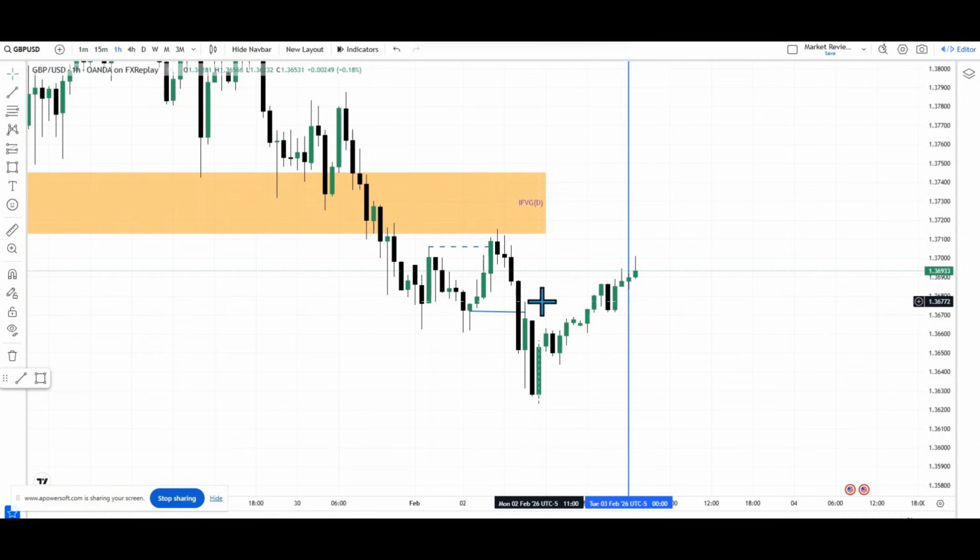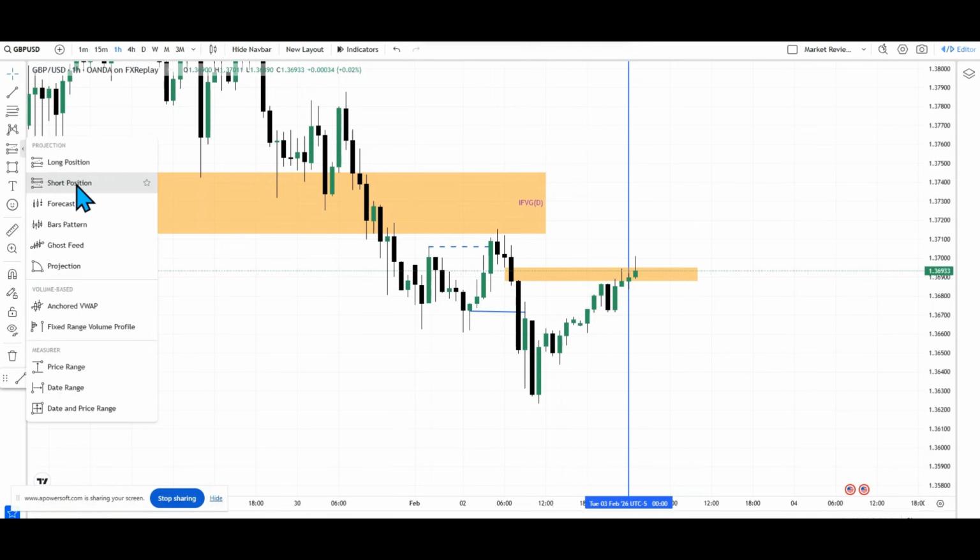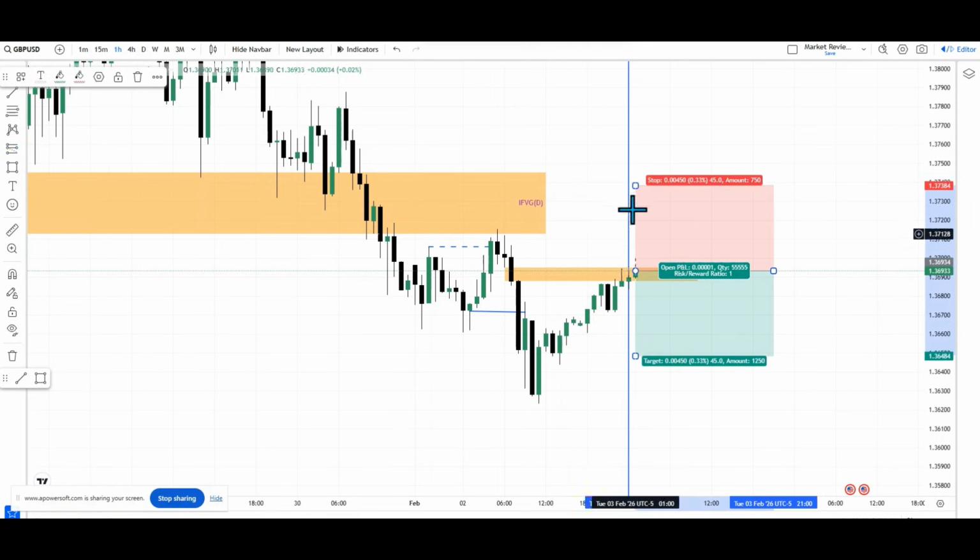So once you have all the confirmations you need, you identify next a PD array that you can use for entry. So in this case, where price is at the moment, you can see we have this fair value gap right here. And of course, already price has closed above this fair value gap. So at this point, I would use this for entry. This is what I used for entry.